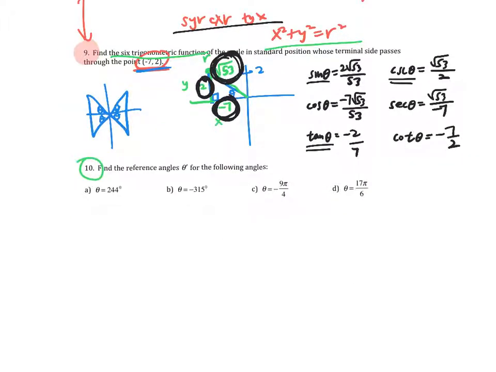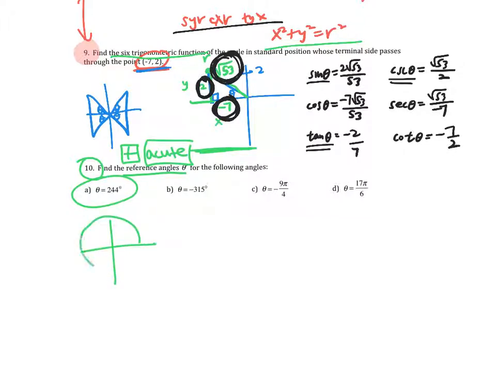Looking at number 10, when you find reference angles, recall that the reference angle is always acute, meaning it's less than 90 degrees, or between 0 and pi over 2, and it's always positive by definition. So you always want to see what the angle is closest to the x-axis. For example, 244 degrees in the positive direction would be about here, since it's between 180 and 270, and this is the closest x-axis. So you think, how big is that angle? You're really thinking 244 minus 180, which gives you 64 degrees.